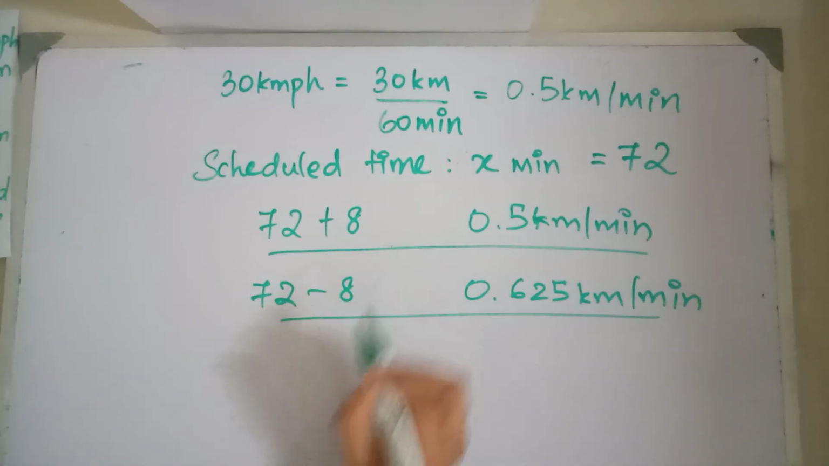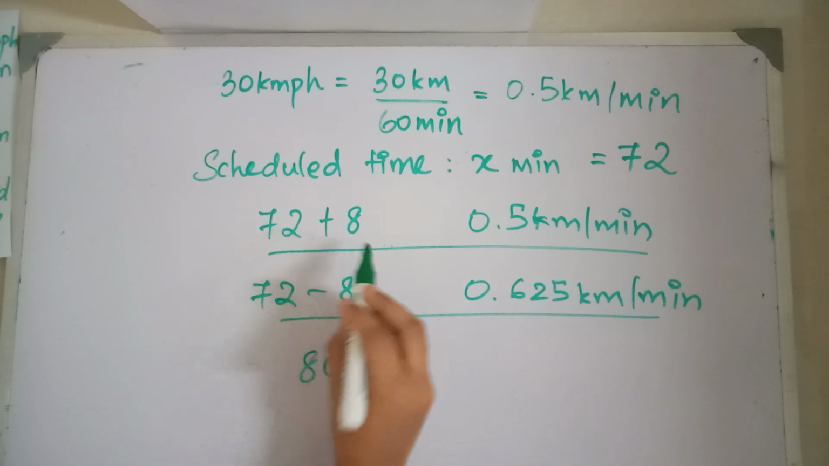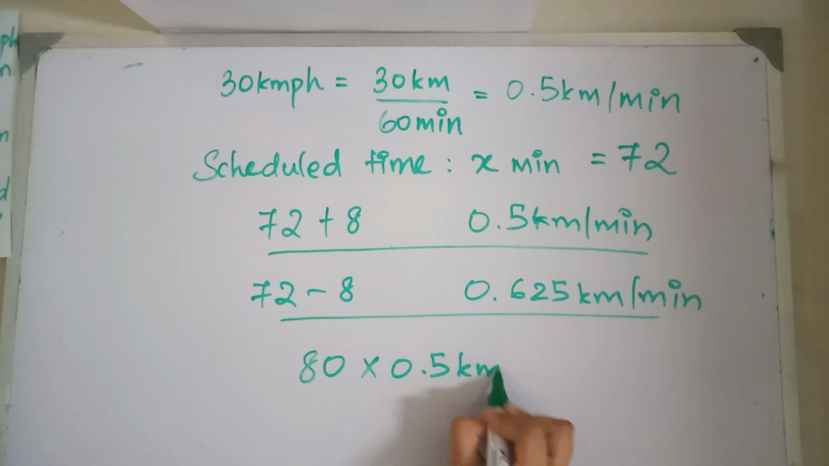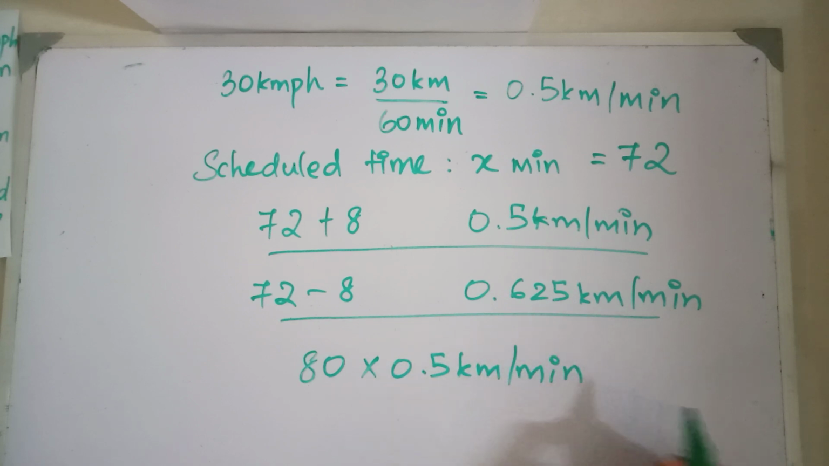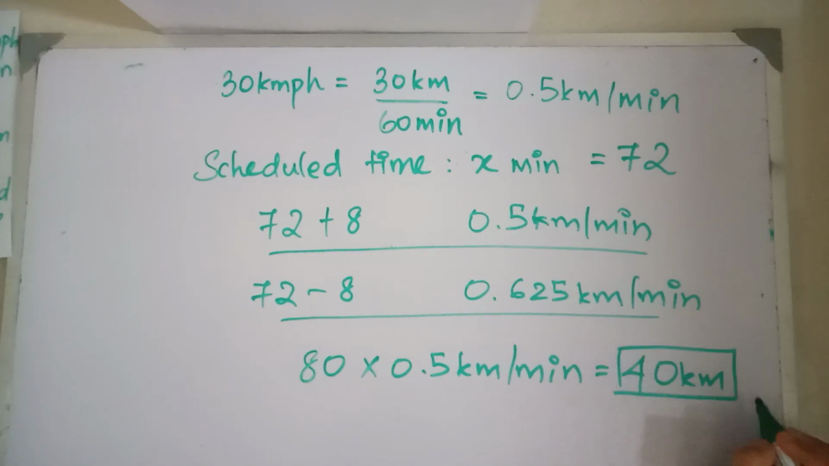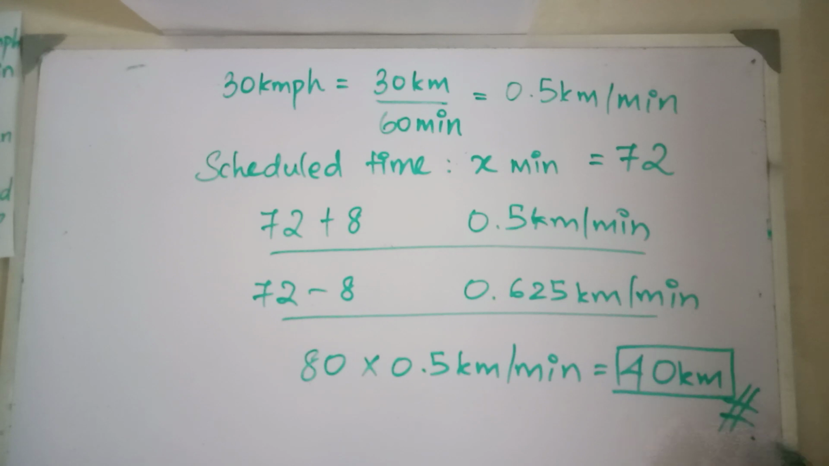So let's use this case. We have 80 minutes, 72 plus 8, into 0.5 kilometers per minute. Now this will give you the distance, which is 40 kilometers. So this is the answer.